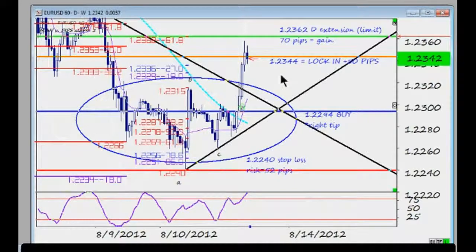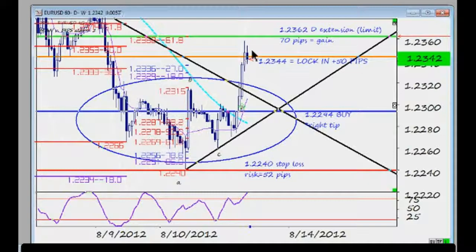Now, as a conservative approach, 10 pips before that D extension, we would have exited out of this trade, but what we've done is to take advantage of the market before the market takes advantage of us. Our original stop loss, or my original stop loss of 122.40, risking 52 pips from entry, I canceled, replaced it to lock in 3/4 of the trade at 123.44, which therefore locked in 50 pips for the day, 20 pips shy of the D extension.